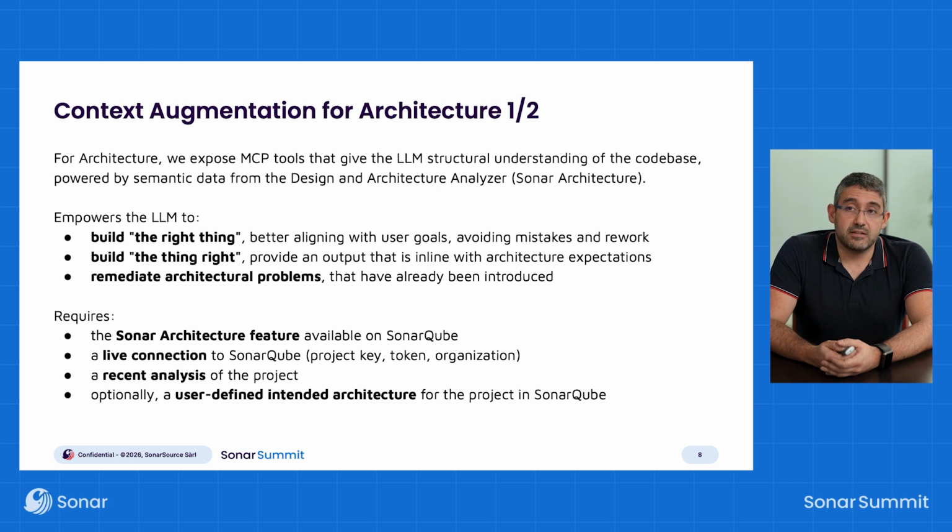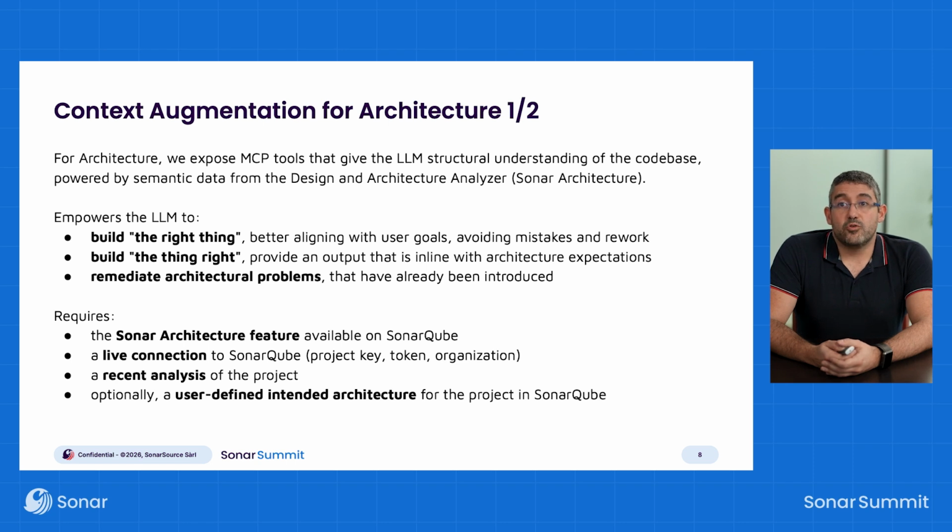So if the architect has defined on SonarQube Cloud the intended architecture for the project, we want the LLM to respect this architecture. And the third type of augmentation is about remediation of architectural problems. So when some problem already exists, for example, the code has tangles, has areas where classes are interconnected with each other and it's difficult to separate them, we don't want the LLM to make the situation worse.